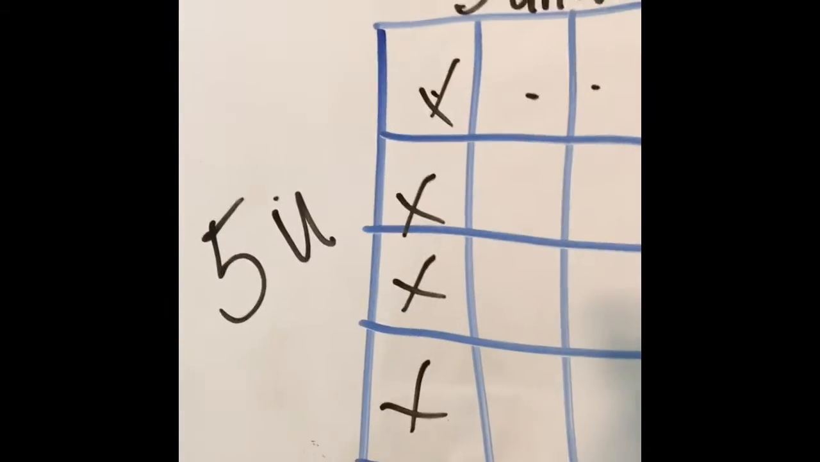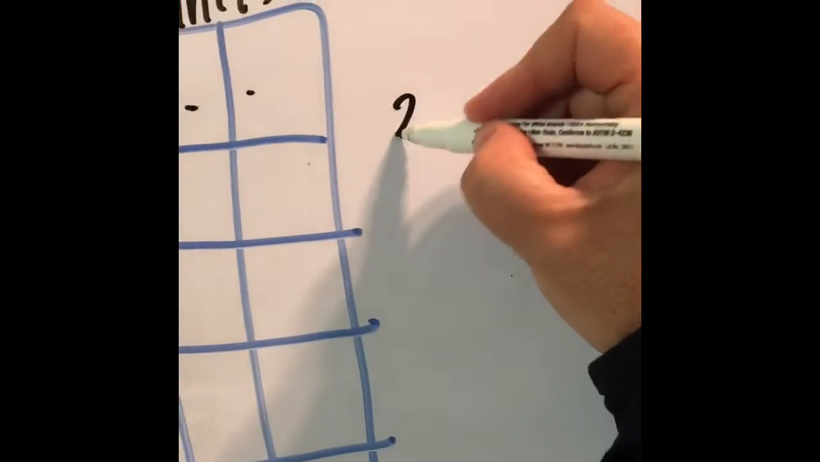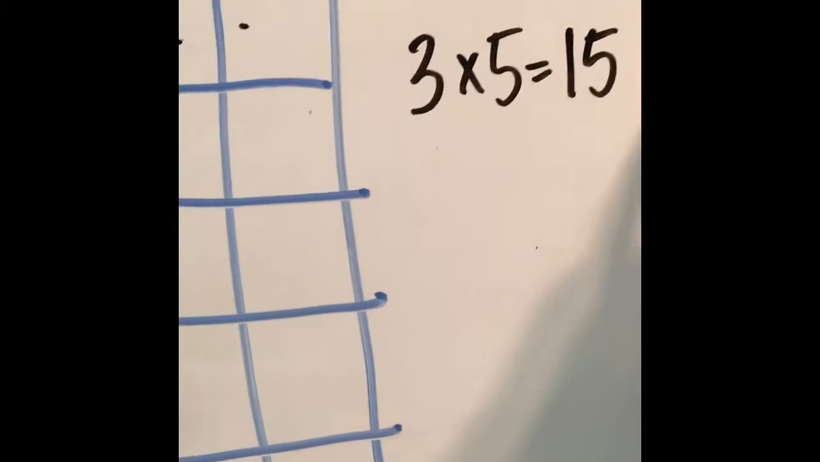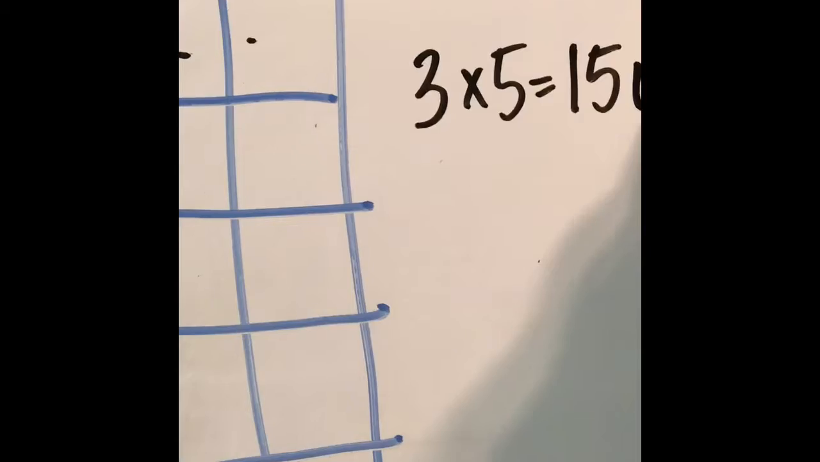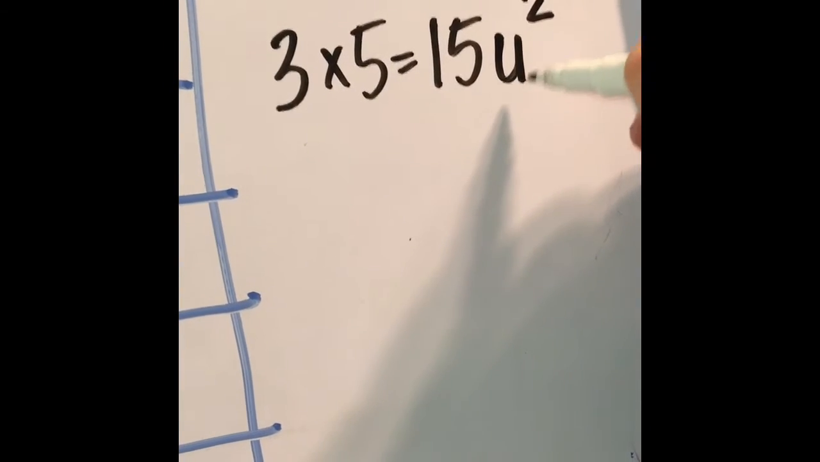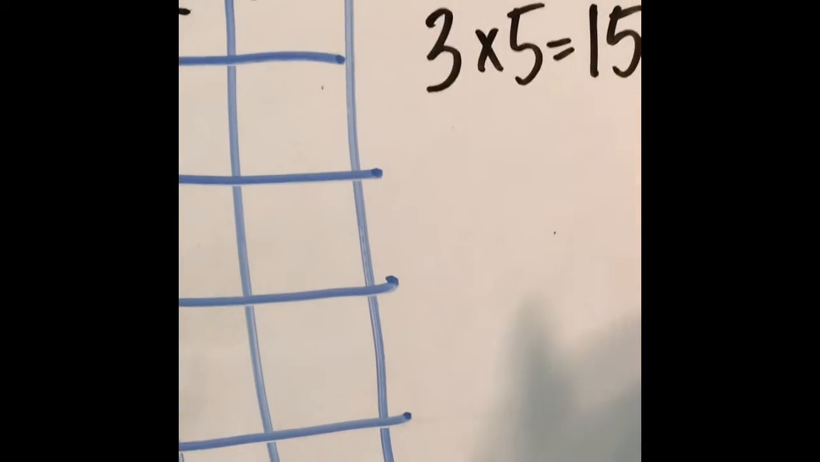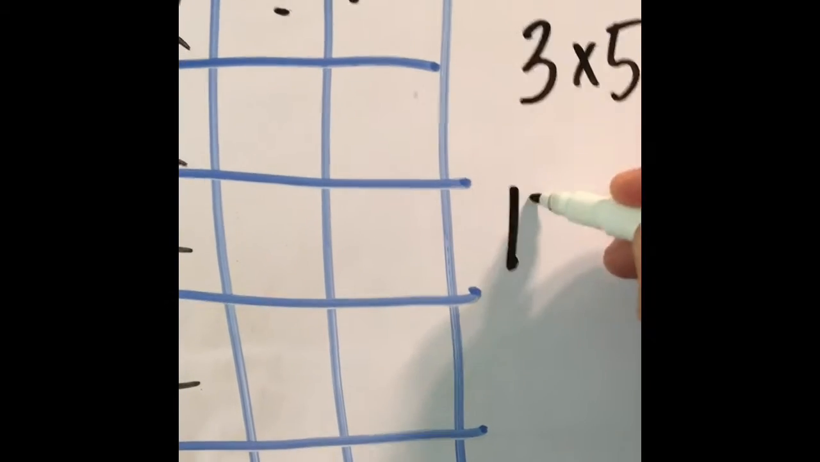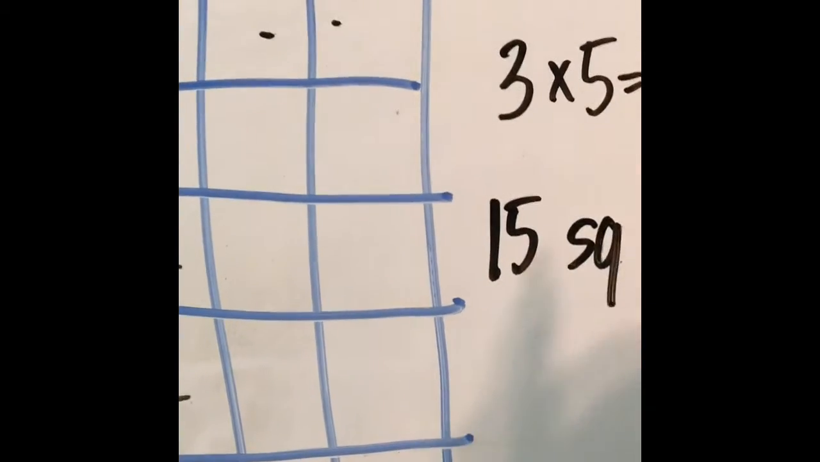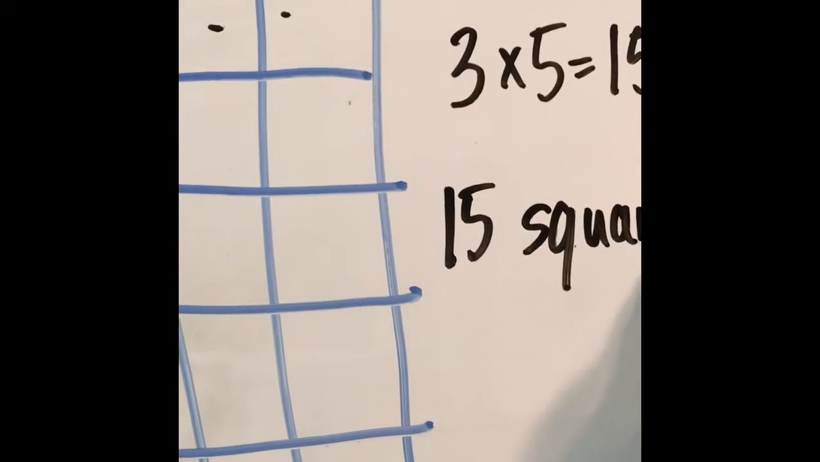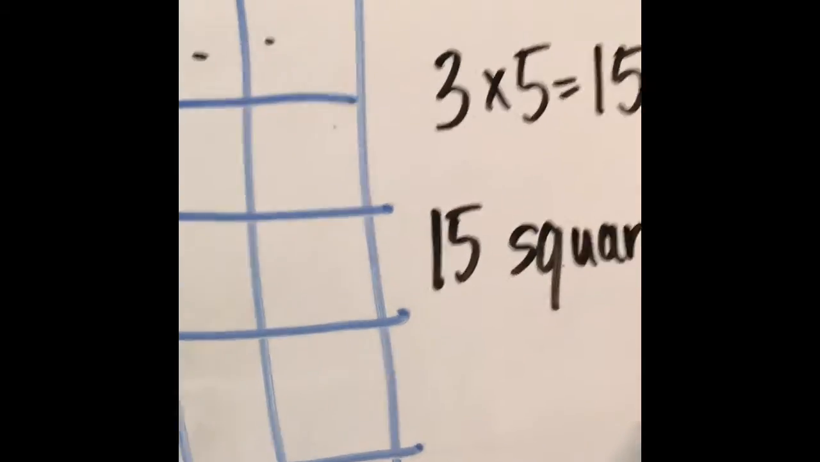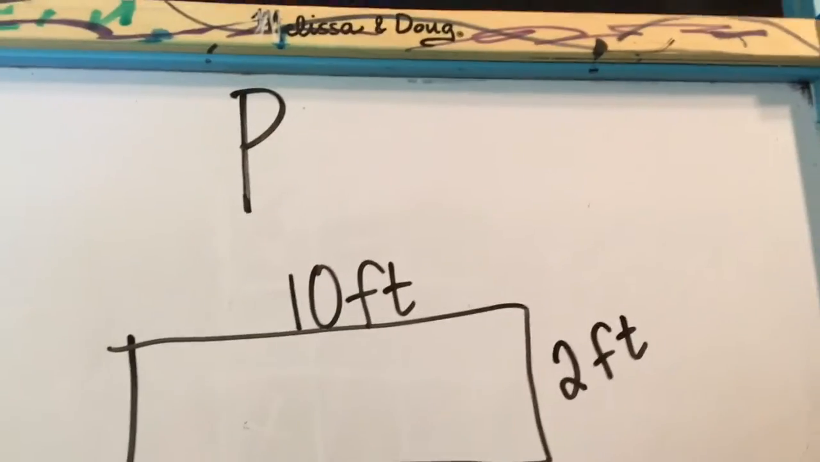So area, again, we multiply. So I'm gonna do 3, there's the 3, times the 5, and that is 15. And I could label that as U with a little 2 beside it for squared units, or units squared, or I could write 15 square units. So that's how you're going to do a problem that actually isn't labeled for you. We're going to move into perimeter.